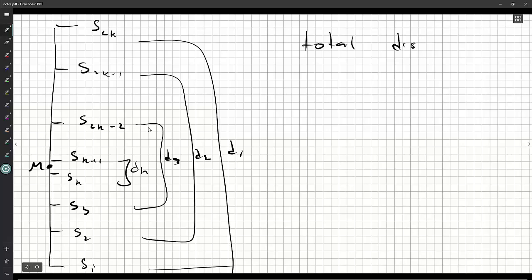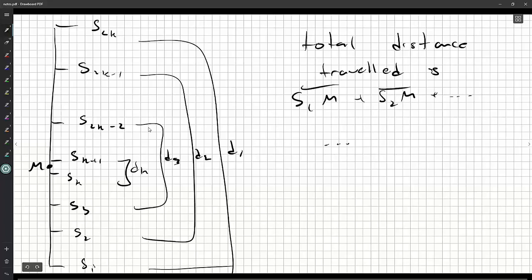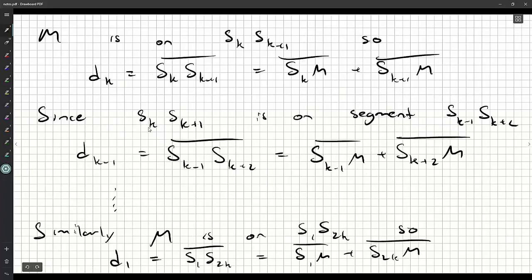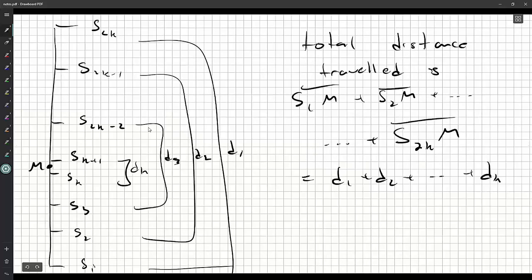But the total distance traveled is the distance from S1 to M plus the distance from S2 to M all the way up to the distance student 2K is from the meeting place M, but that's D1 plus D2 all the way up to DK by what we just explained on this page. Okay, so now I know that if M is somewhere in between or including these two intersections where student K and student K plus 1, but in between the middle students, I know the total distance there.